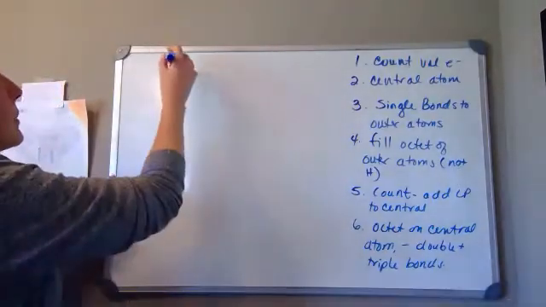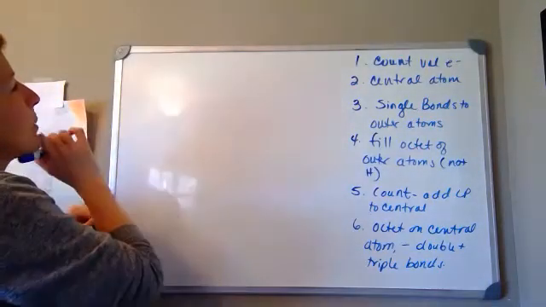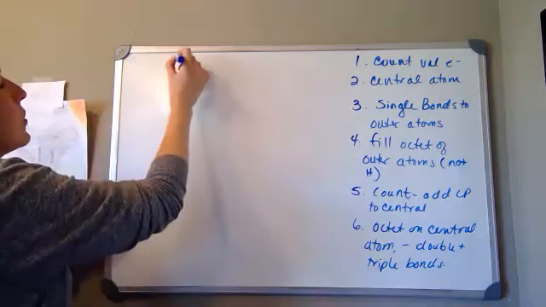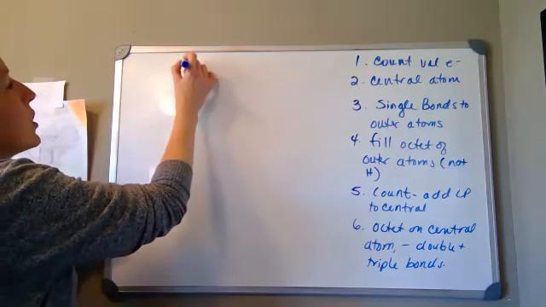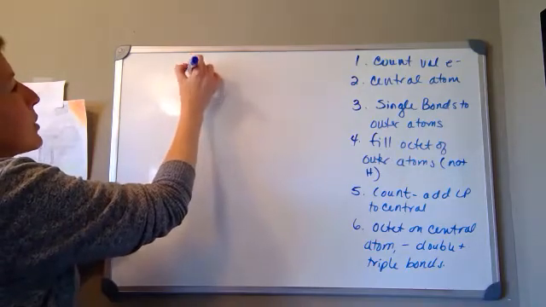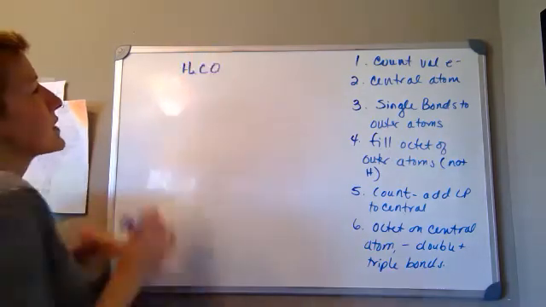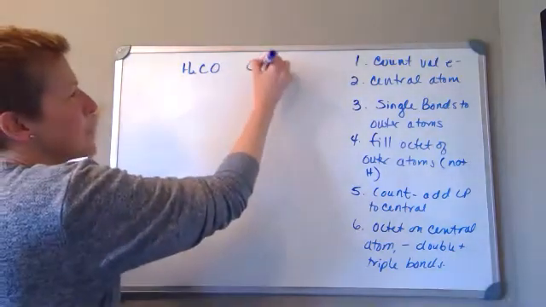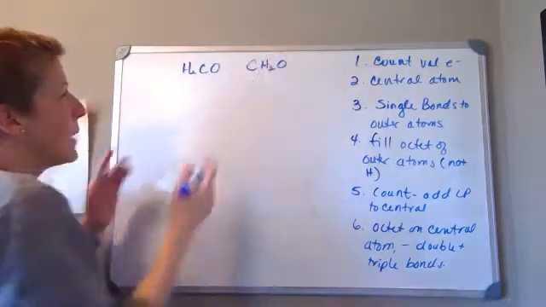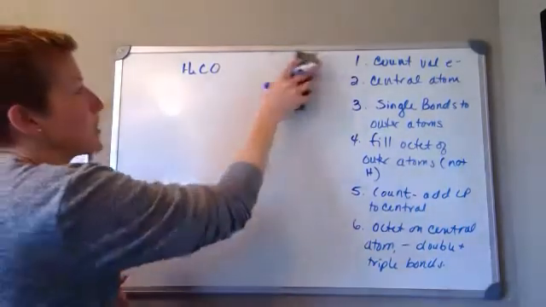So let's see. I probably should have come up with an example for this, so let me try to think of formaldehyde. Okay, so I'm going to write this a little weird. Okay, this is formaldehyde. You could write it a couple of different ways. You could also write CH2O, but sometimes the hydrogens are just written first like that.